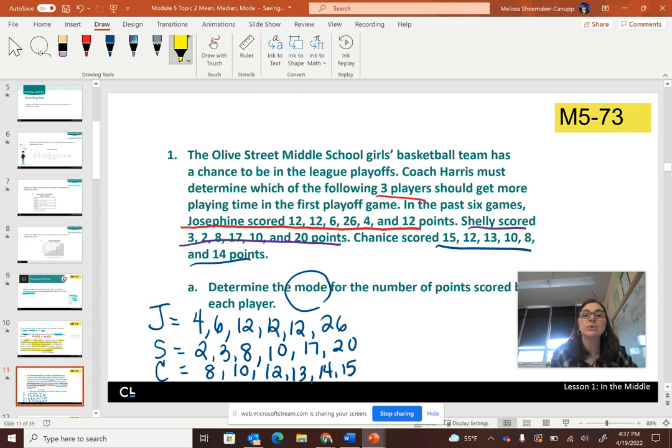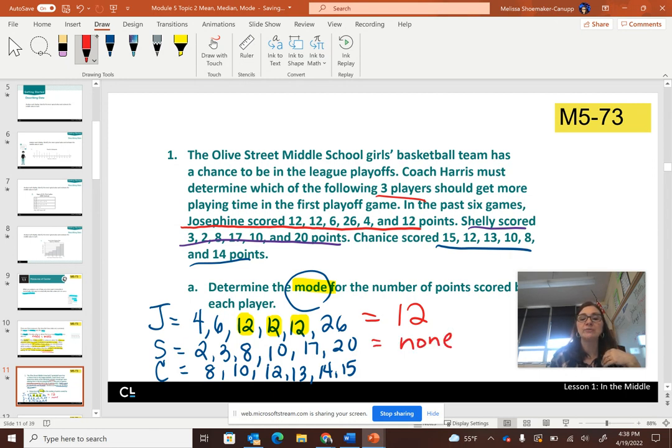So remember, the mode is the number that you see the most. It's what's repeated. Josephine is pretty easy. I see three 12s. So her mode would be 12. Okay. Shelly, I see a 2, 3, 8, 10, 17. Nothing is repeated. So there's none.